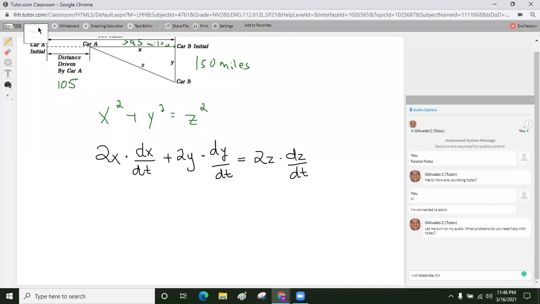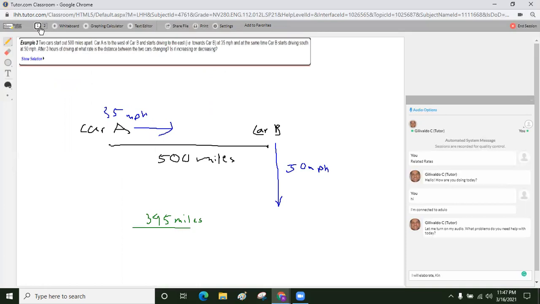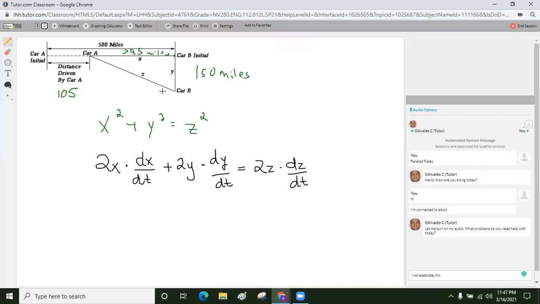So let's see what the question gives us. It says two cars start 500 miles apart and are driving toward each other. Car A is to the west of car B and starts driving to the east, and car B starts driving at 35 miles per hour at the same time. We're given the rate of change of car A. If the height of the triangle is car A's side, are we regarding that as x or y? X.